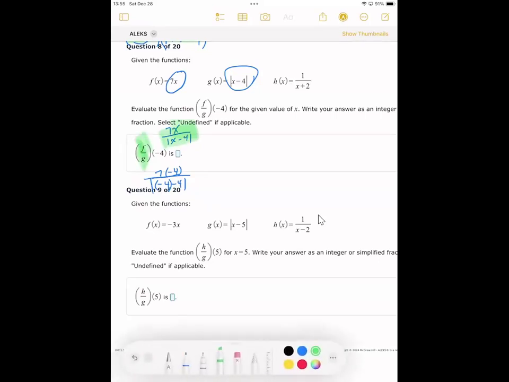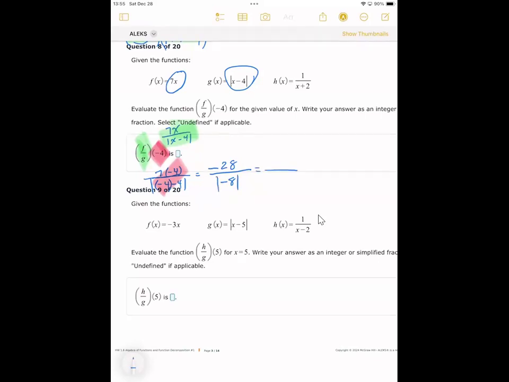The second part is substitute -4 for x's. Positive times negative is negative. 7 times 4 is 28. You have a -4 and -4. You're subtracting 4 from -4. So that means you borrowed and you borrowed. So you add the two negative numbers and you get -8. But absolute value of -8 is +8.